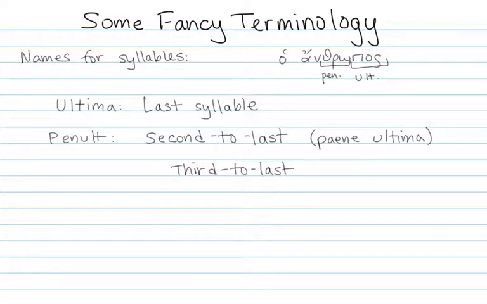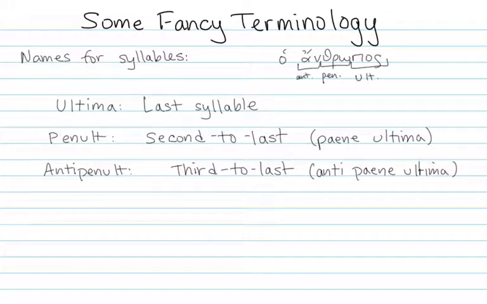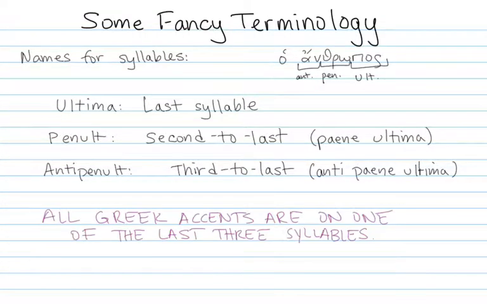The third to last syllable is called the antepenult, from the Latin ante paene ultima, before the almost last. In ho anthropos, an is the antepenult. All Greek accents fall on one of the last three syllables. You will never find an accent on the fourth to last or fifth to last syllable.